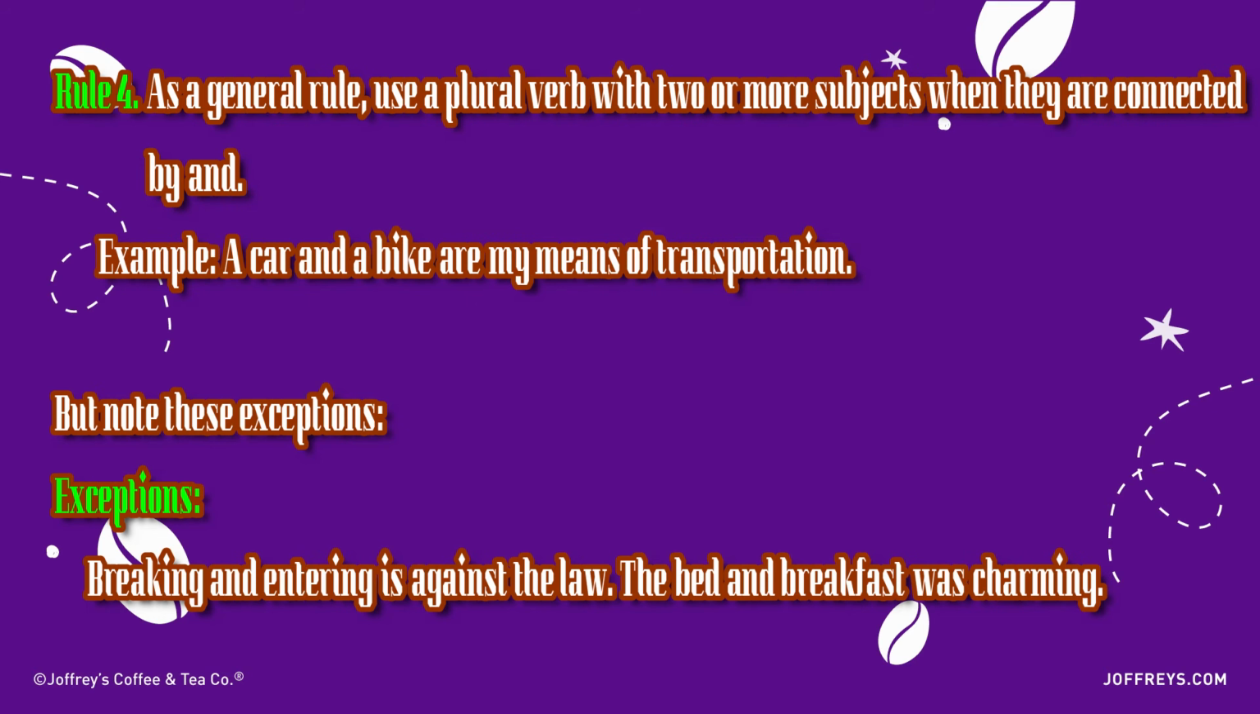Rule verb 4. As a general rule, use a plural verb with two or more subjects when they are connected by and. Example: a car and a bag are my means of transportation, but not these exceptions. Breaking and entering is against the law. The bed and breakfast was charming. In those sentences, breaking and entering and bed and breakfast are single components.